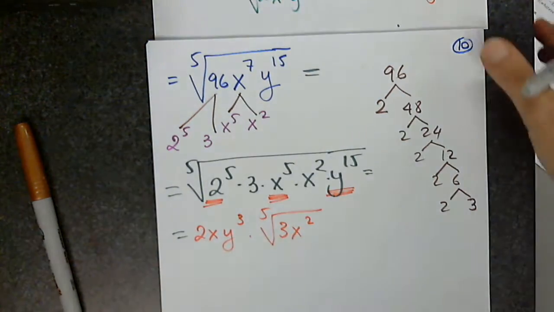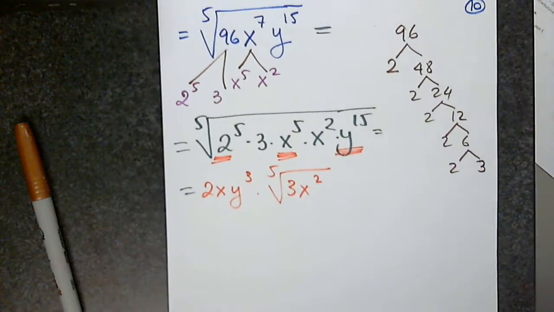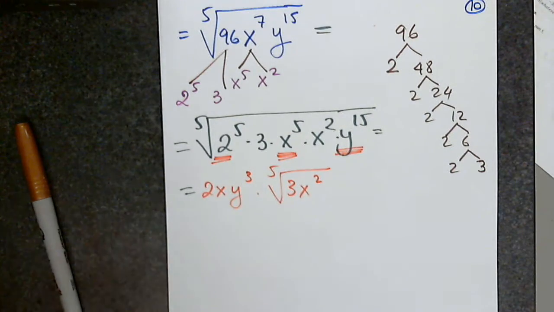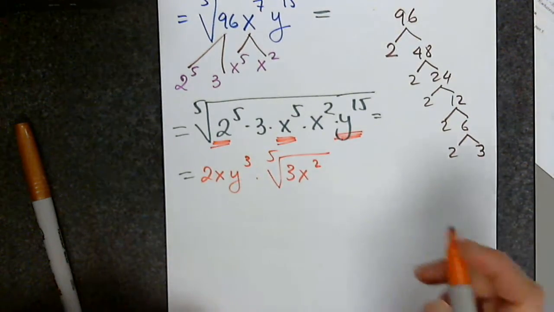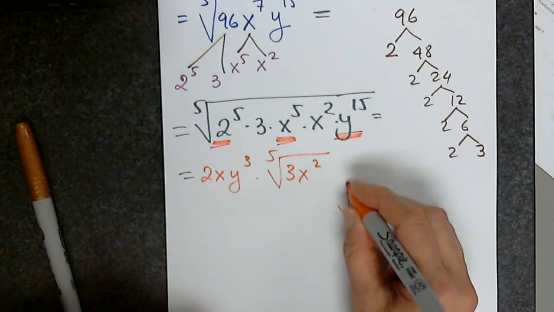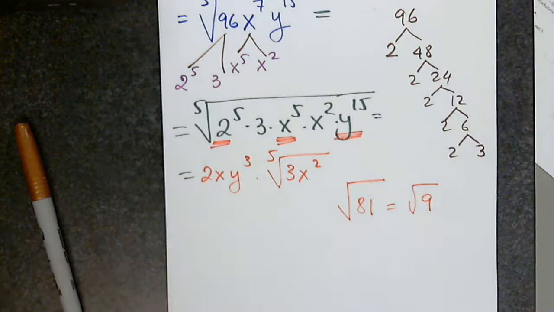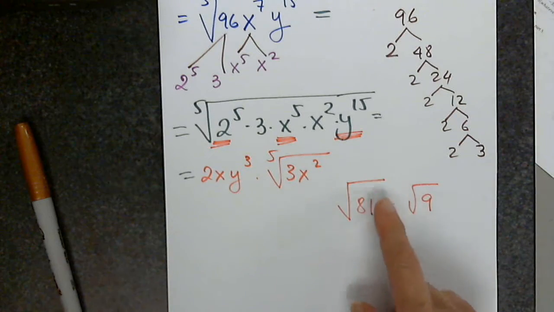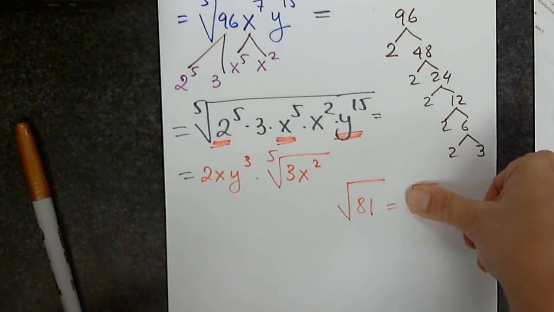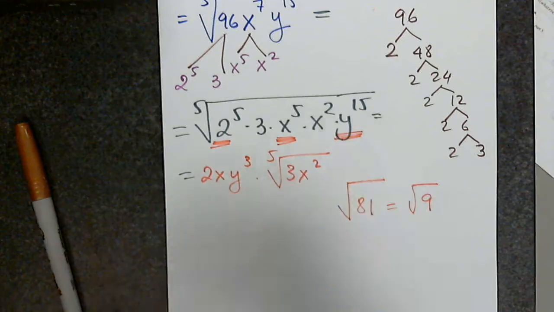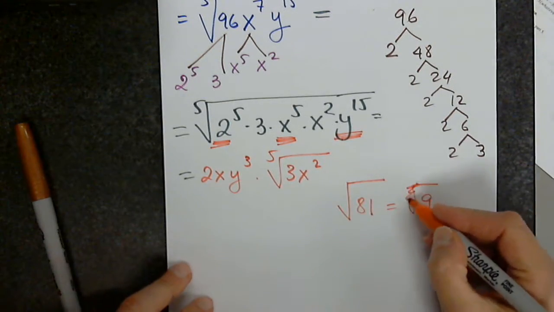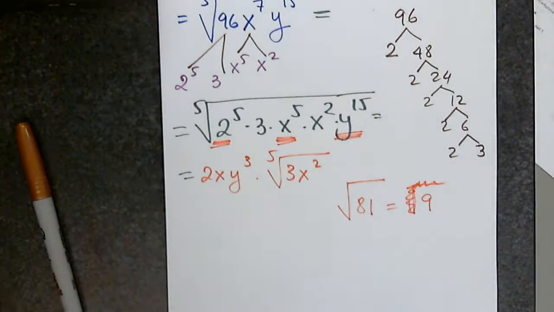I've seen the following mistake in tests, papers, and so on. Students write this: square root of 81 is the square root of 9. Is this correct? No. Once you apply the square root on 81, you're done. You don't have another square root in there, right? So the answer is not the square root of 9, but it's just 9.